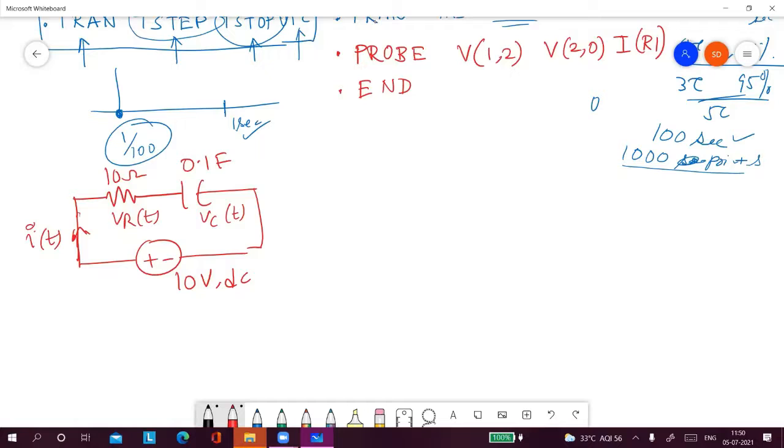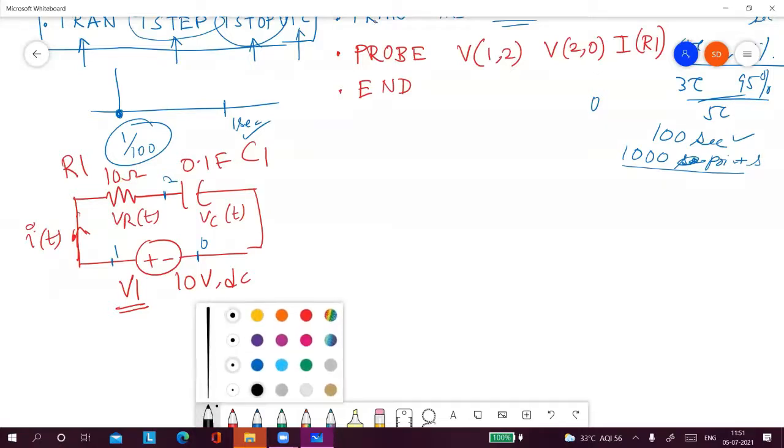Now give the names. Let this voltage source be V1, this be R1, and this one be C1. Assume the names of the elements are V1, R1, and C1. Now select the nodes. This is node 0, this is node 1, and this one is node 2. There are 3 nodes.